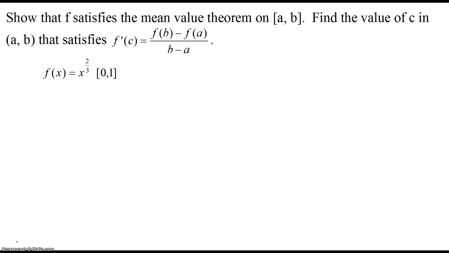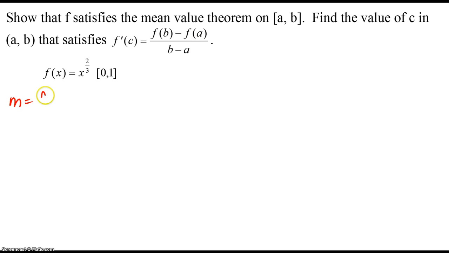So it says, show that f satisfies the mean value theorem on AB. Find the value of C in the open interval that satisfies where the derivative is going to equal the average rate of change. So that means we're going to have to do both. Find the derivative of this function and find the average rate of change, or the slope. So let's start with slope.